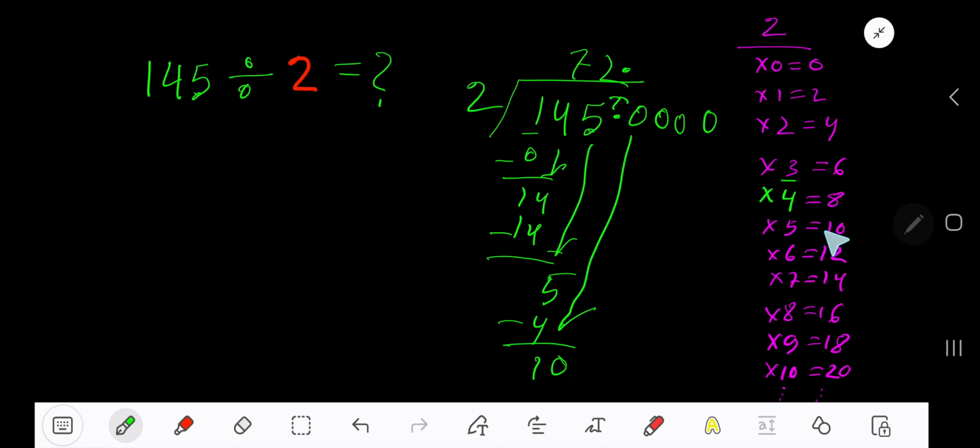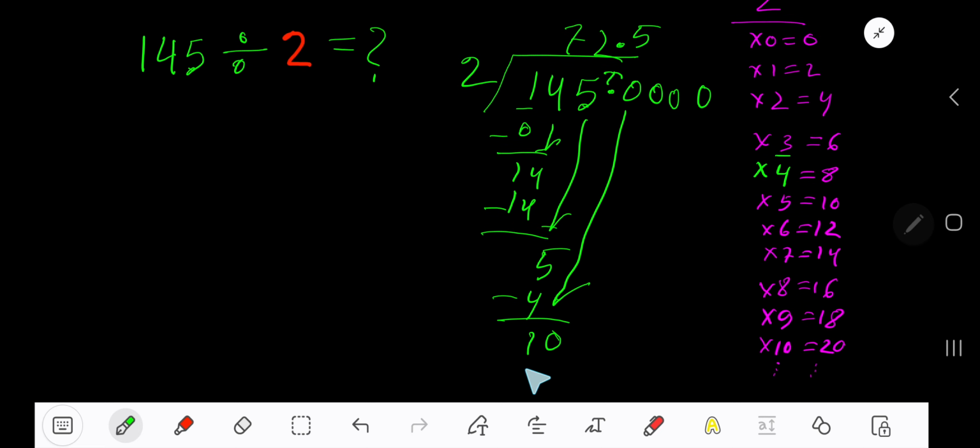2 goes into 10 how many times? 2 goes into 10 5 times. 5 times 2 gives you 10. Subtract, you are getting 0 as remainder. As our remainder is 0, we are done. So our answer is 72.5.